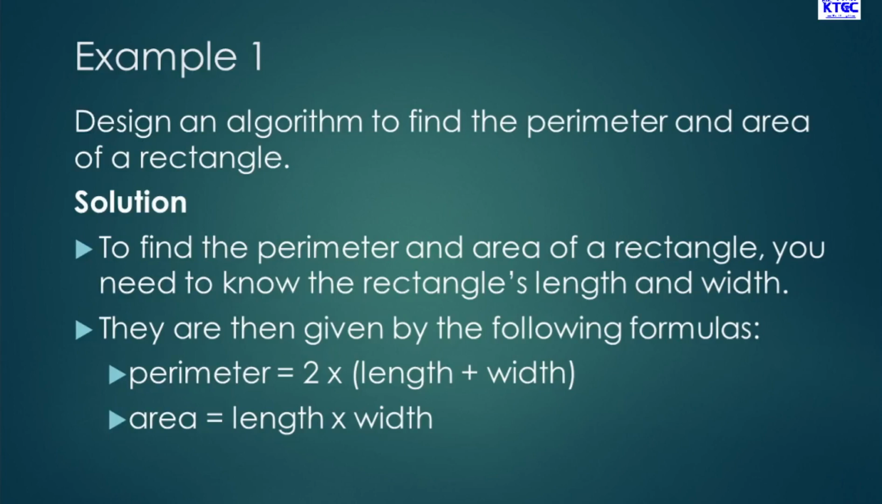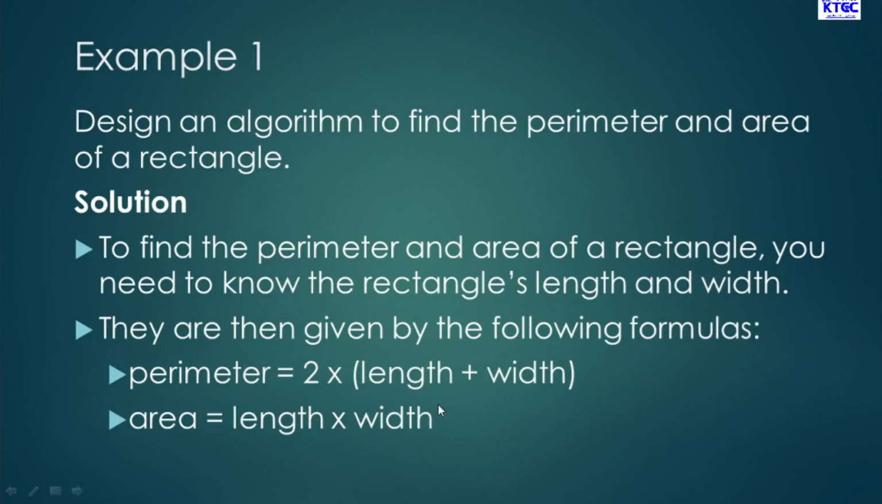So the first thing we need is to get the length and then the width of the rectangle. After getting the length and the width, we find the perimeter using this formula: 2 times (length plus width), or 2 times the sum of the length and the width. And then the area as well: the product of length and width gives us the area. So basically, that is the solution.